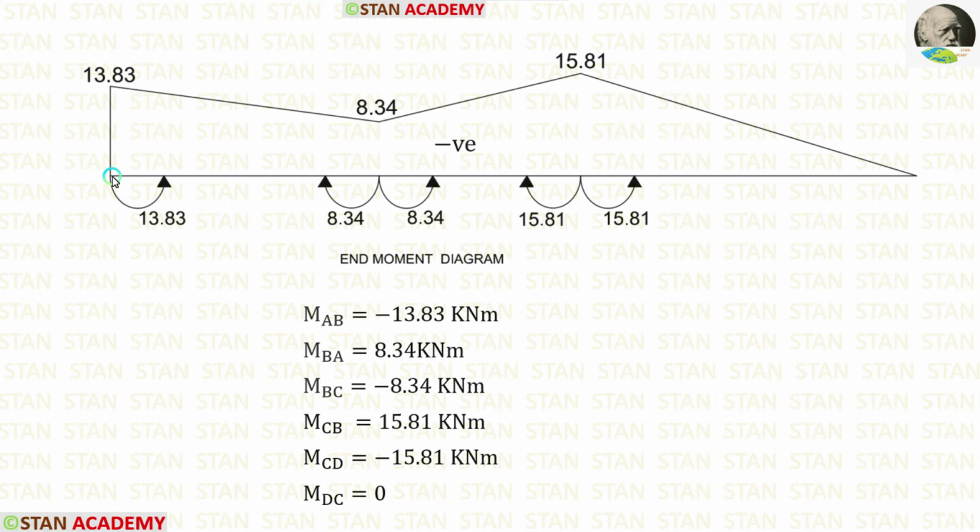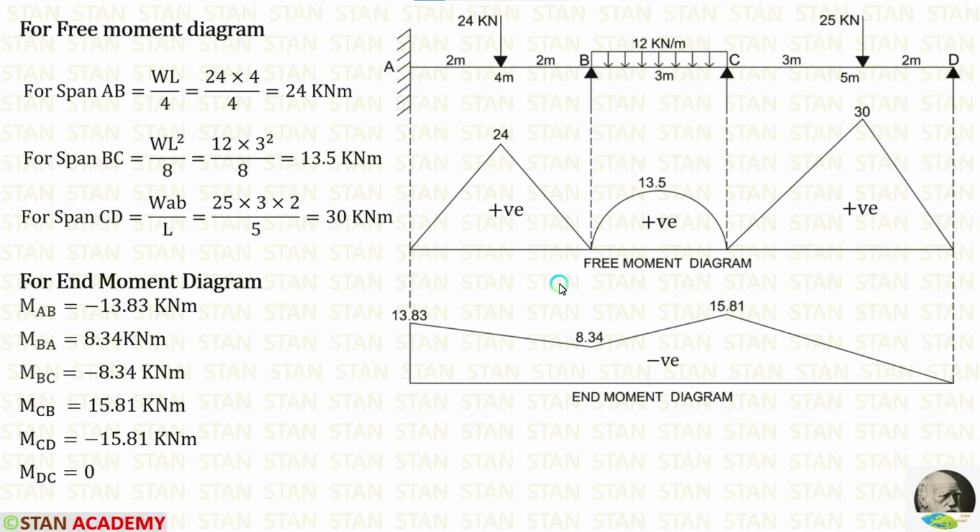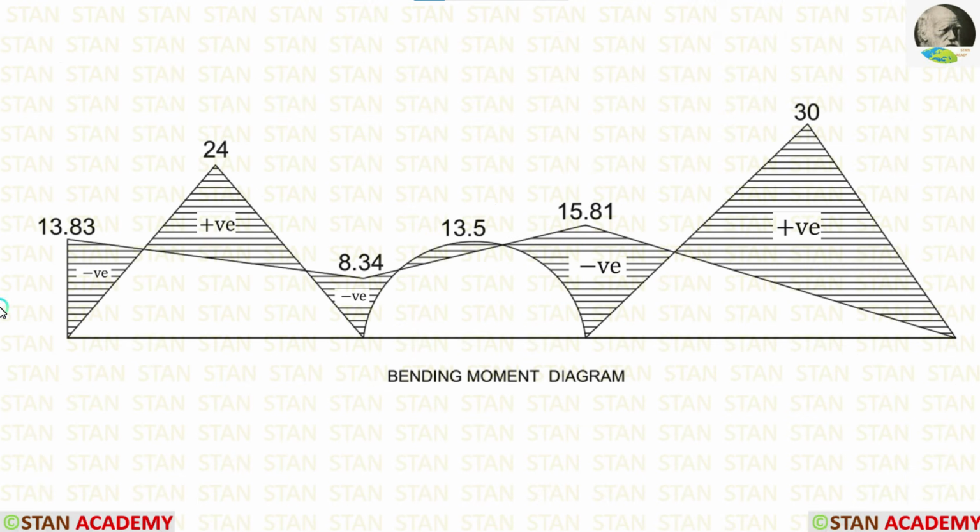If the end moment diagram comes above the line, it will be negative. If it comes below this line, it will be positive. Now let us combine the free moment diagram and end moment diagram. Wherever they are acting alone, without mingling with each other, we have to mark the values with the sign.